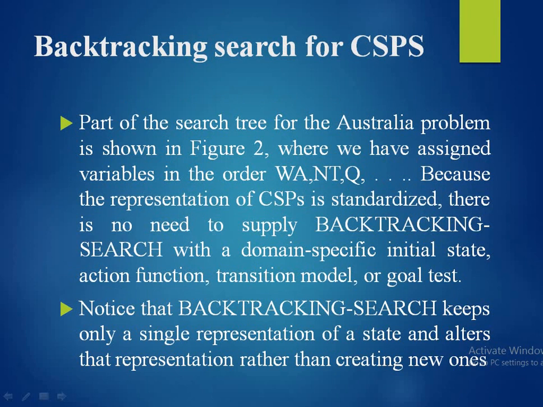Part of the search tree for an Australia problem is shown in figure 2, where we have assigned variables in the order WA, NT, Q and so on. Because the representation of CSPs is standardized, there is no need to supply backtracking search with a domain-specific initial state, action function, transition model or goal test. Notice that backtracking search keeps only a single representation of a state and alters that representation rather than creating new ones.